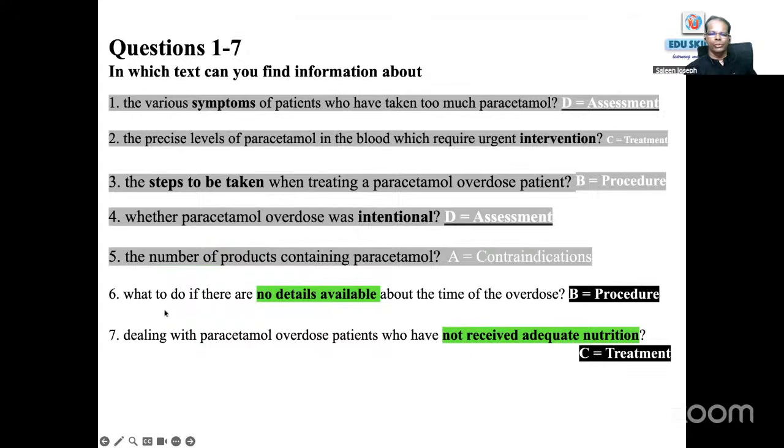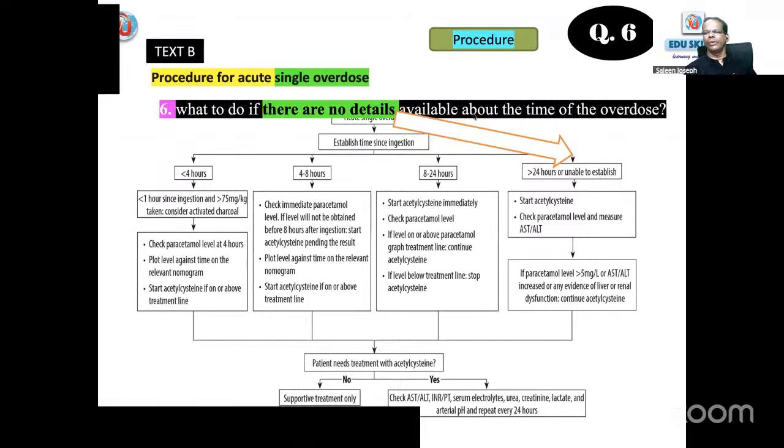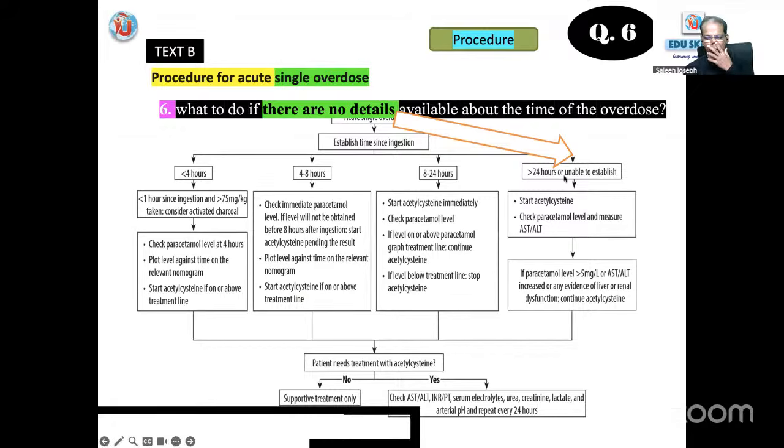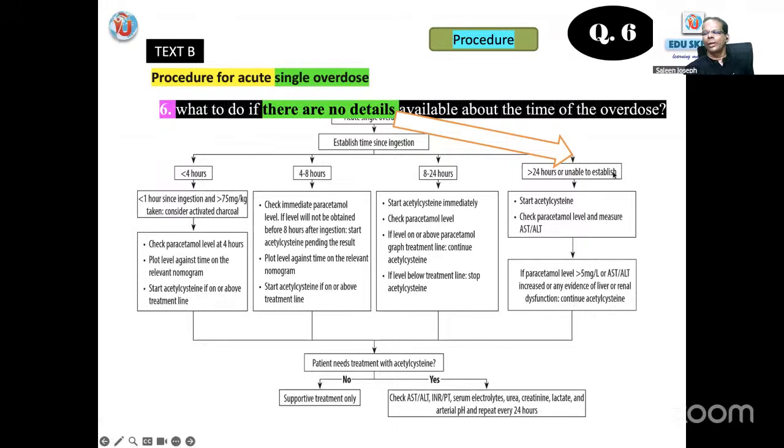Question 6, what to do if there are no details available about the time of the overdose? You said it is in procedure, right? Text B. 24 hours or unable to establish the time. No details available about the time of the overdose means unable to establish. You know, there is a conjunction here, right? "Or." 24 hours or unable to establish. So whatever comes before or after "or" could be the answer.